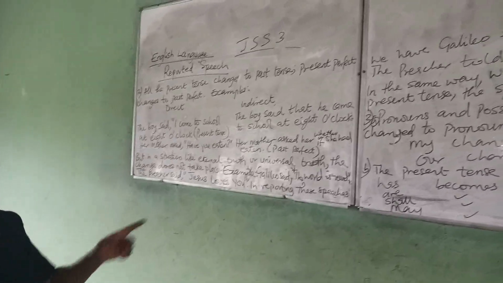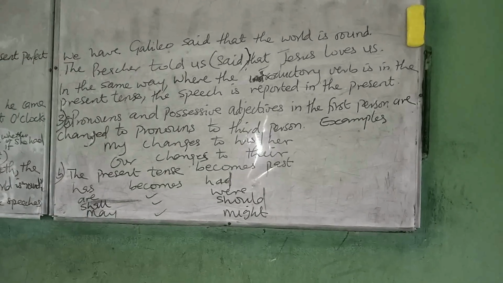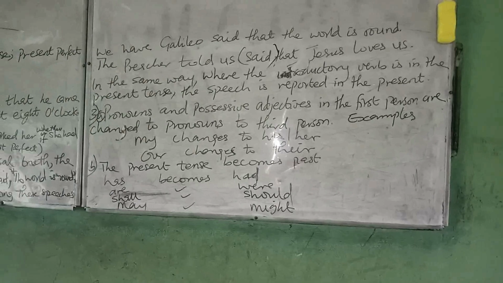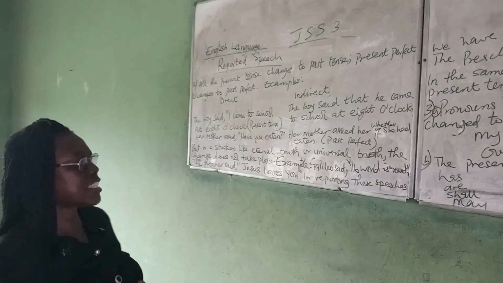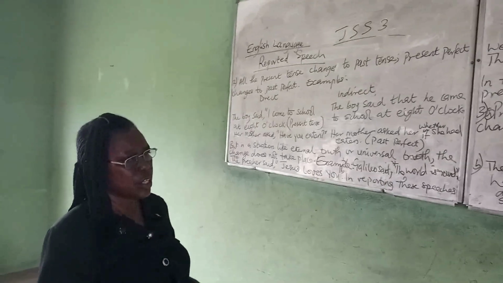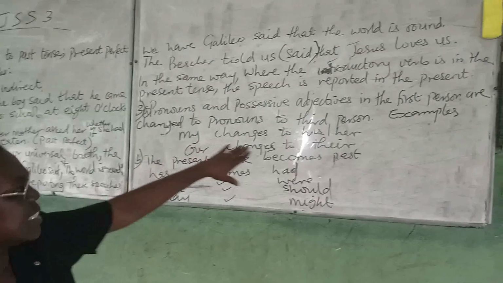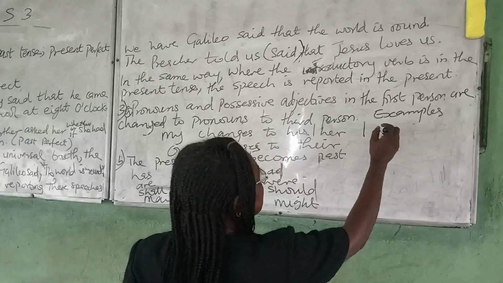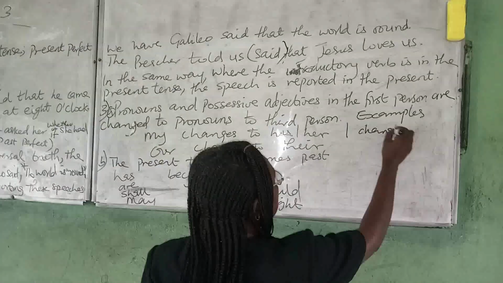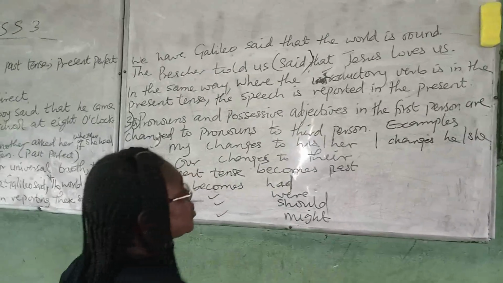Then, another one is pronouns and possessive adjectives. In the first person, we definitely change to third person. For instance, if you remember my example, I am a teacher, and somebody reporting it will now say, she said that she is a teacher, so I has changed to she. In the same way, my changes to his or her, and our changes accordingly. If I now have I, it can change to he or she. The same thing.